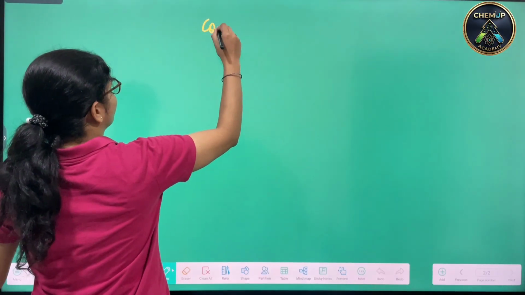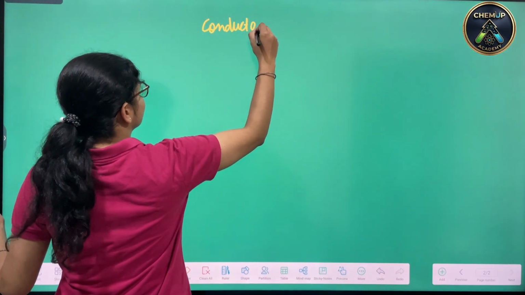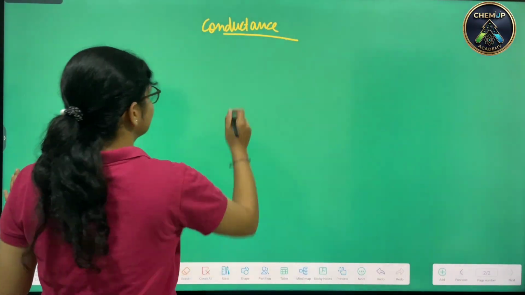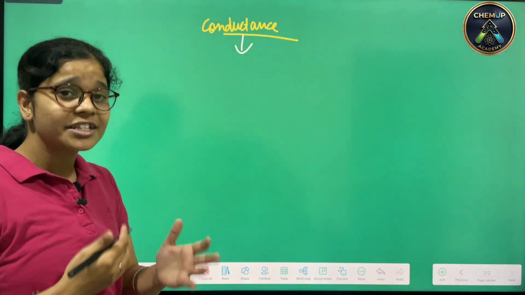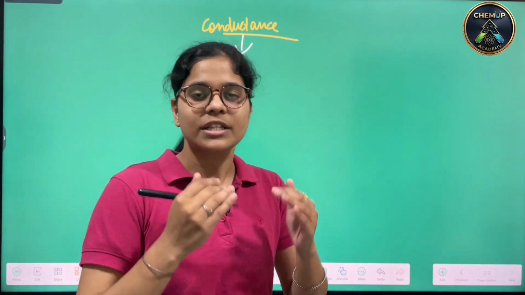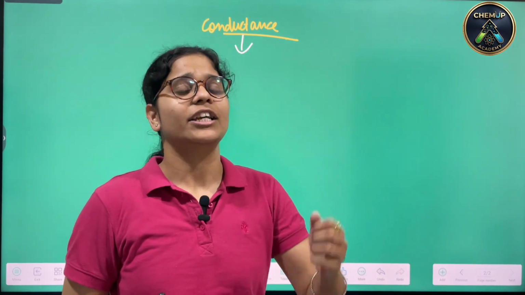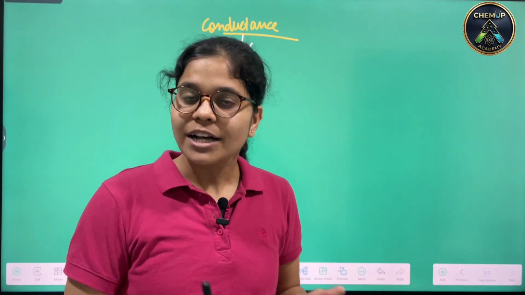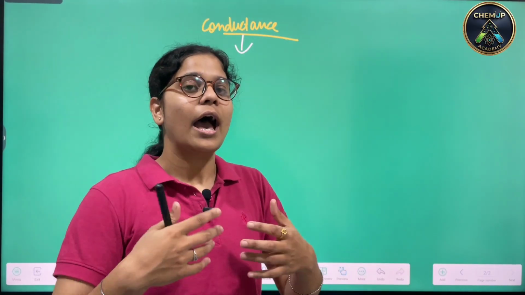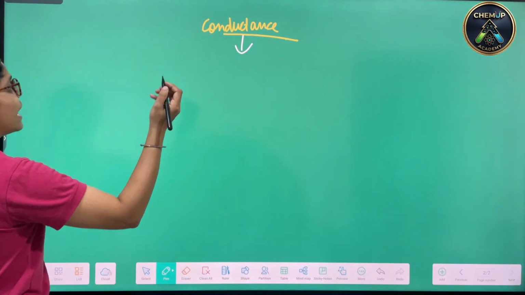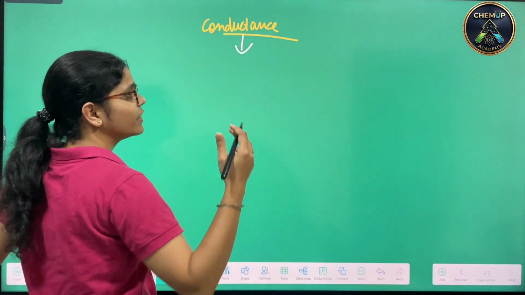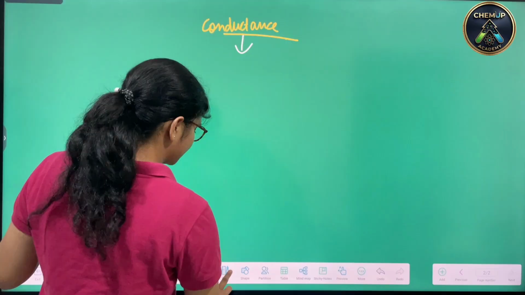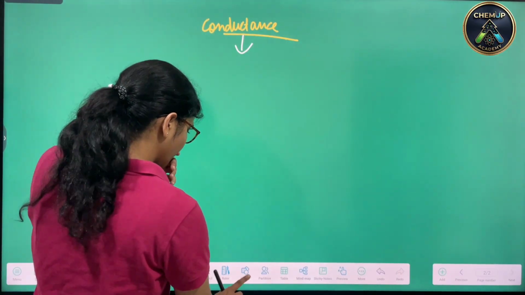Whenever you hear the word conductance, the first thing that comes to your mind is something that allows electricity to pass through it. Something that allows electricity, or the flow of electrons or current, to pass through it is known as a conductor. And on that basis only, we have divided the materials.